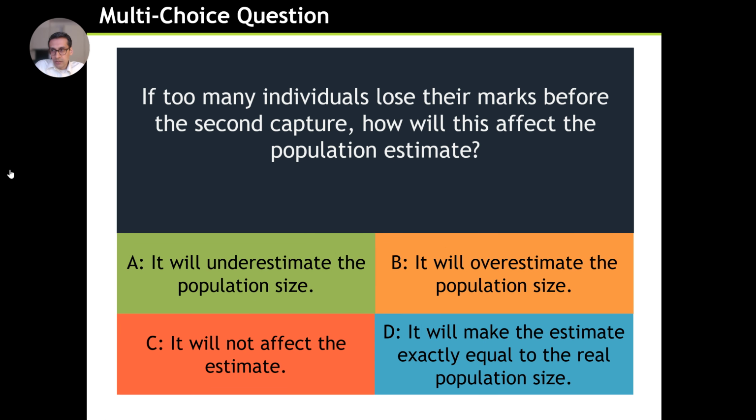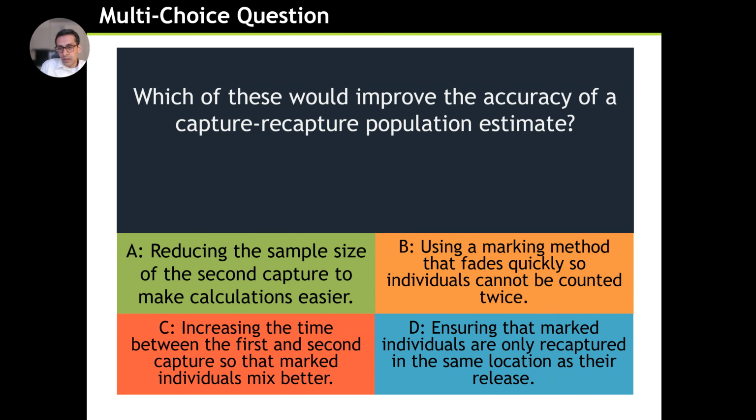And then here's another question to look at. So if the marks were to fall off, for example, or they were to lose the marks, what do you think would happen? Well, when we did our recapture, we know that there would have potentially been some of those animals with marks, but they don't have them. So we would end up overestimating the population size. Pause the video and have a think about this one.